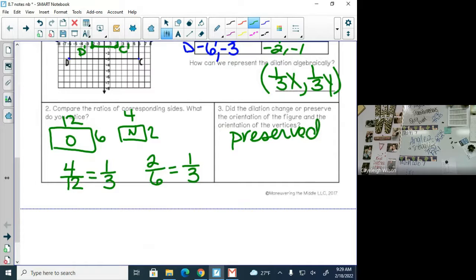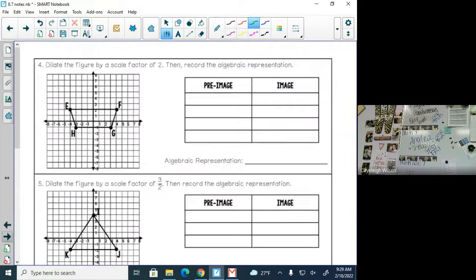The only time that you're going to have it change the orientation is a reflection or a rotation, and it changes the ordered pairs in a reflection and a rotation. But a dilation doesn't change the way that it faces or where the ordered pairs are, and neither does an up, down, left, right shift. All right, moving on to the back.